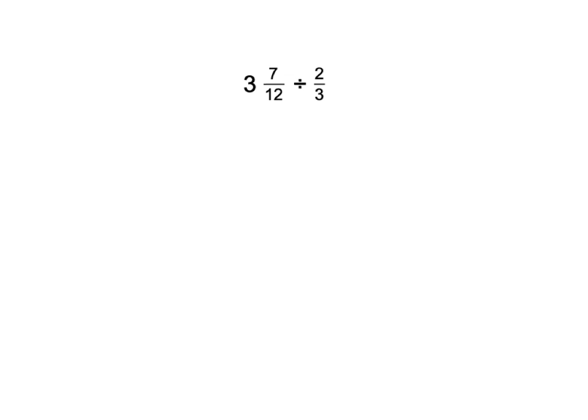Alright, so our common denominator will be 12s. So I need to change my 2/3 into 12s, and I would end up with 8 12s. So I have 3 7/12s divided by 8 12s. Alright, I'm going to hit pause and draw my picture because 12s are going to be a little bit more lengthy to draw.